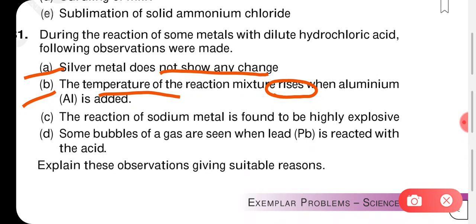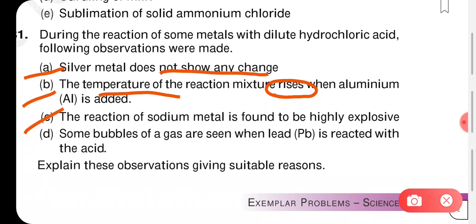Now moving on to the next one: the reaction of sodium metal is found to be highly explosive. We have to give the reason why the reaction with sodium is highly explosive. The reason is that sodium is a very reactive metal. It reacts with dilute hydrochloric acid vigorously, and a large amount of heat is given out. Hence it is highly explosive.